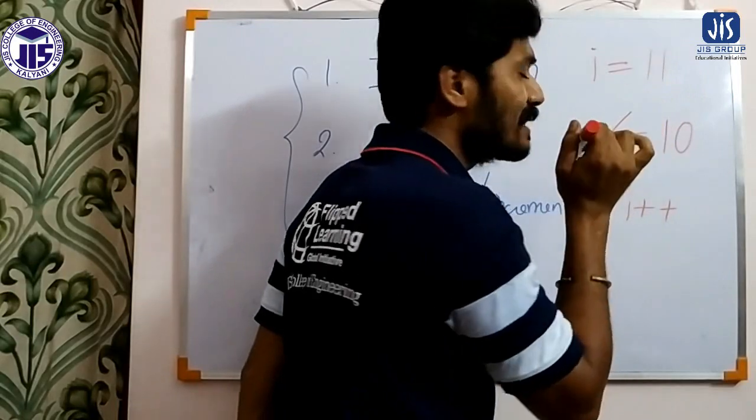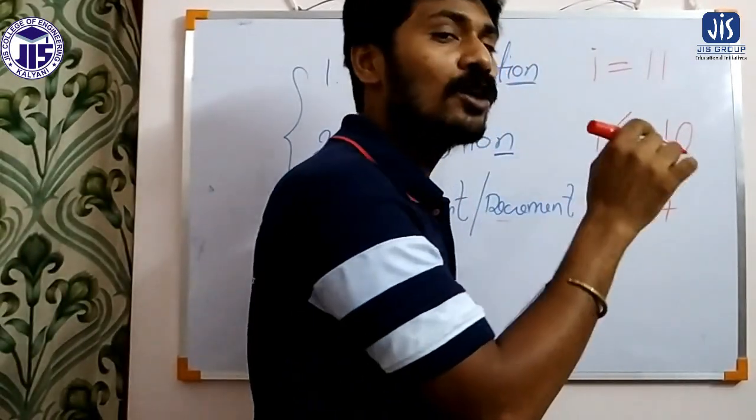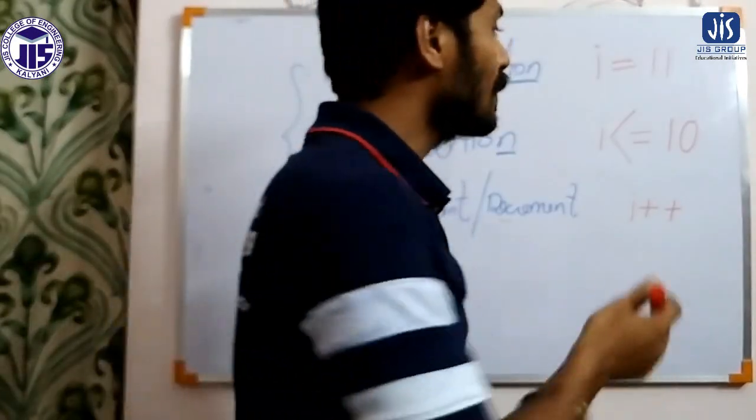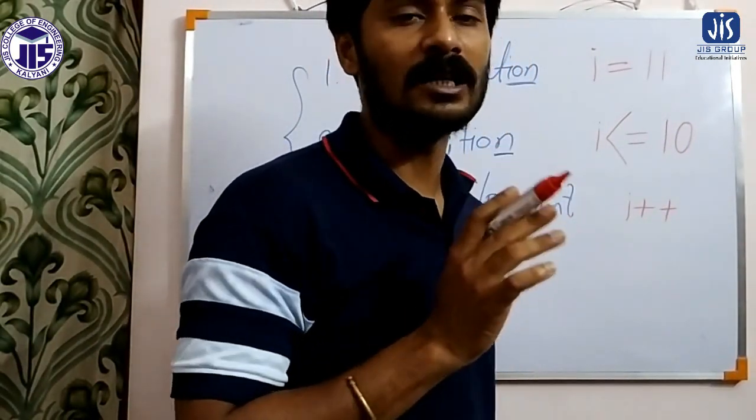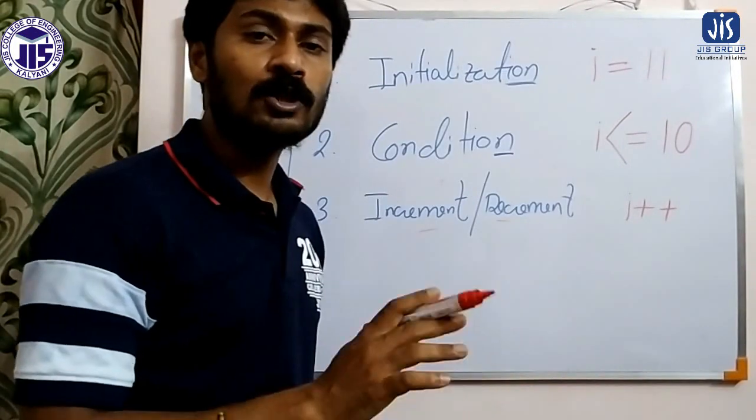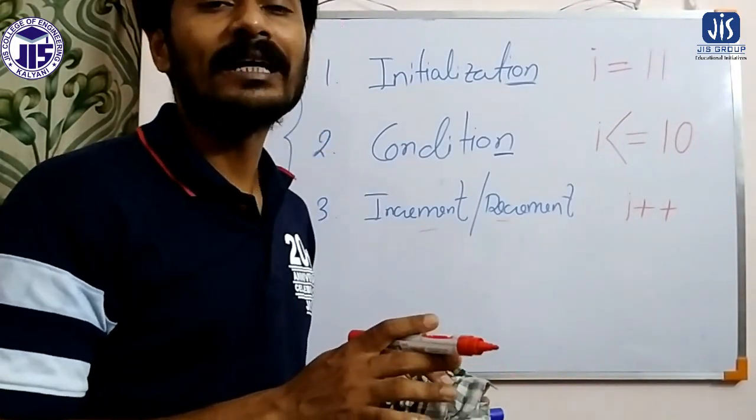So the value of I is 11, and 11 is not less than or equal to 10. That means the condition is now false. It is not satisfying the condition, so it will stop. The value of I will no longer increase.